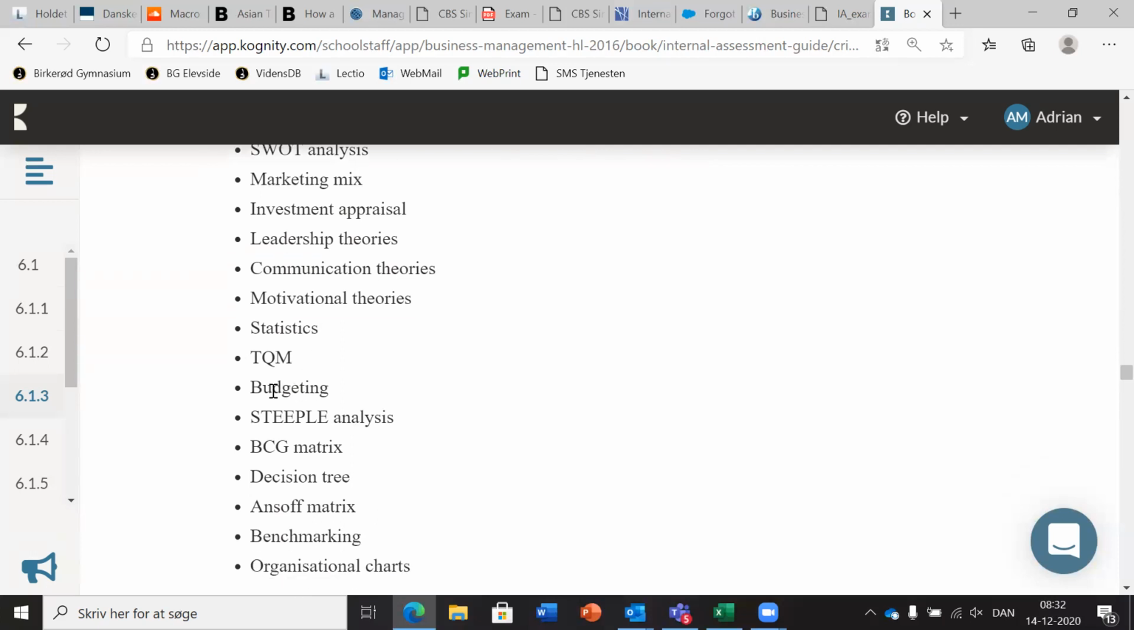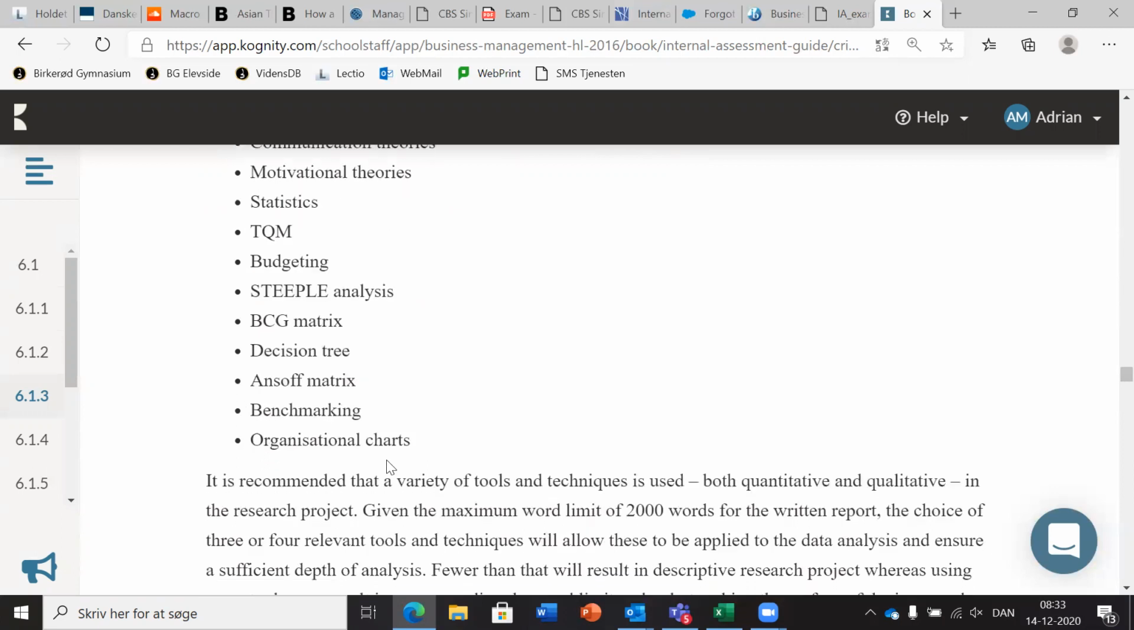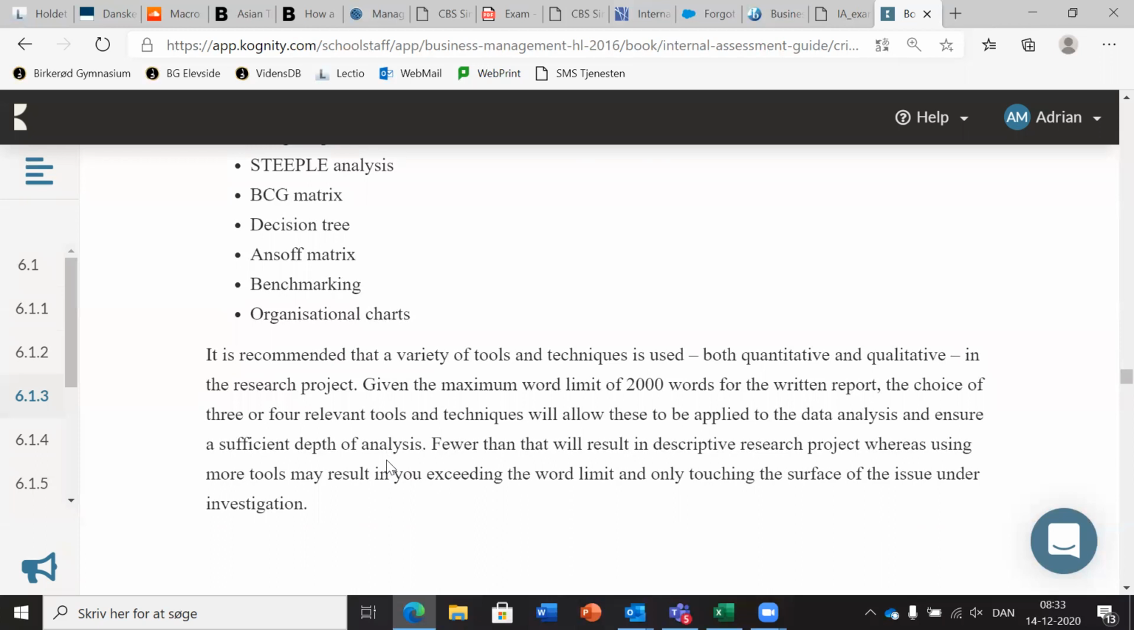TQM, total quality management, budgeting, STEEPLE, BCG matrix, decision tree, Ansoff, benchmarking, so basically comparing one organization to another, and also organizational charts. Depending on the problem you're looking at, you need to work out which tools will work best, and we'll take that up in our individual discussion. Read through the cognitive criterion. There are a few bits about what they advise, but I'll just go straight into the sample.